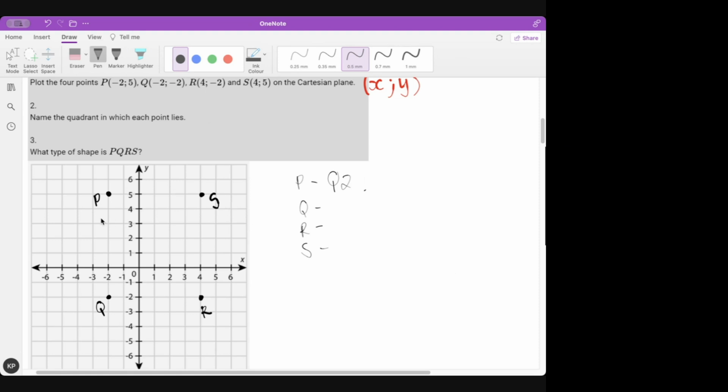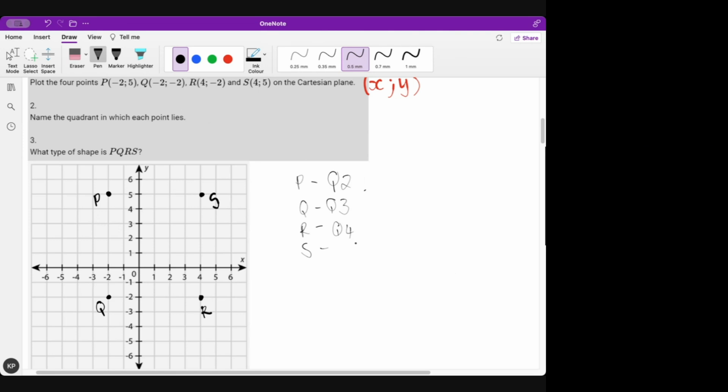Great. And then point Q. Point Q is in which quadrant, my lovelies? Quadrant 3, yes. What about point R? Point R. That's in quadrant 4, indeed. And lastly, point S.